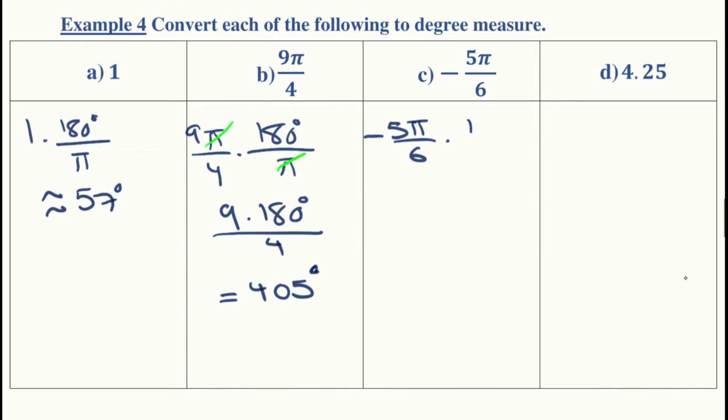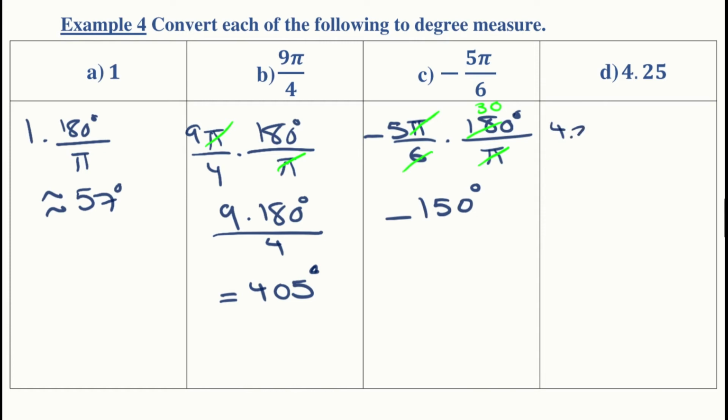All right. So negative 5 pi over 6. Again, if you get the drift of it, then definitely try them on your own without watching what we're doing. That's your best bet. So the pi's will cancel out. Notice 6 and 180 will leave you 30 up here. And now we just get negative 150 degrees, like that.